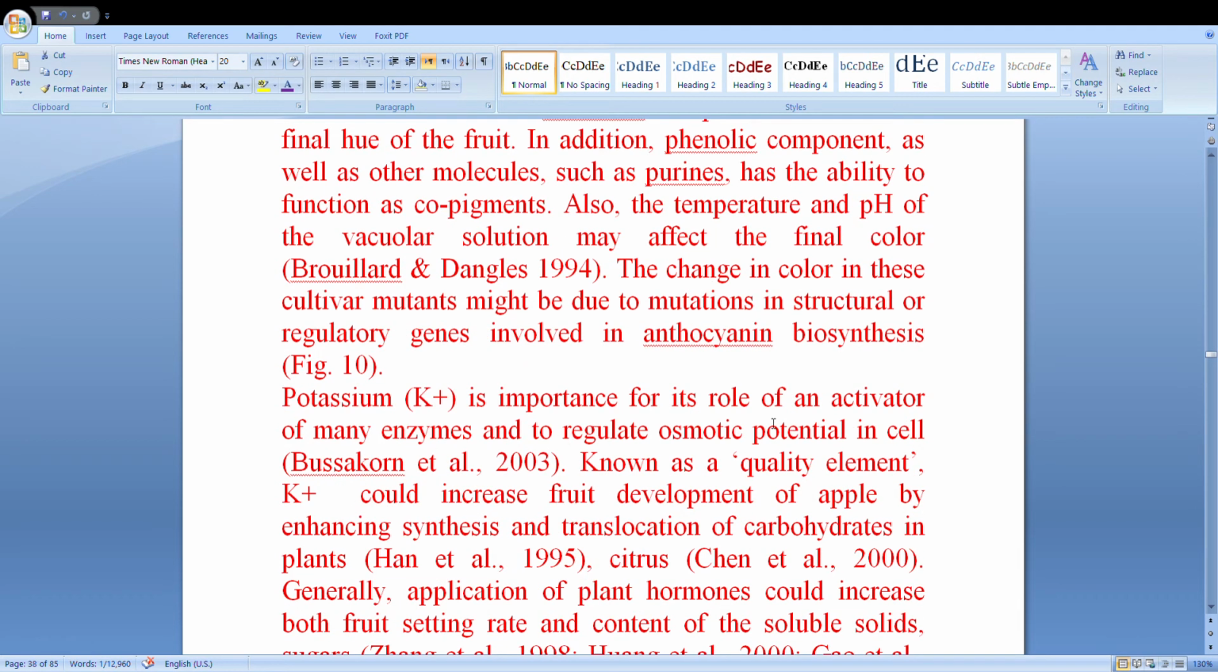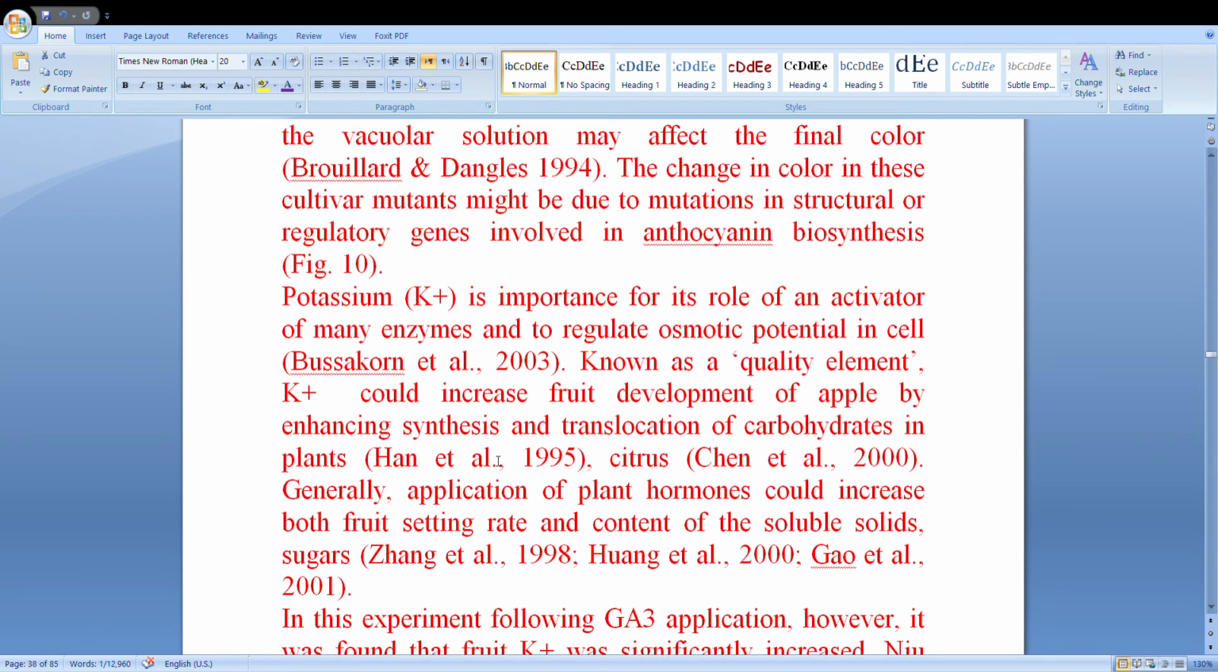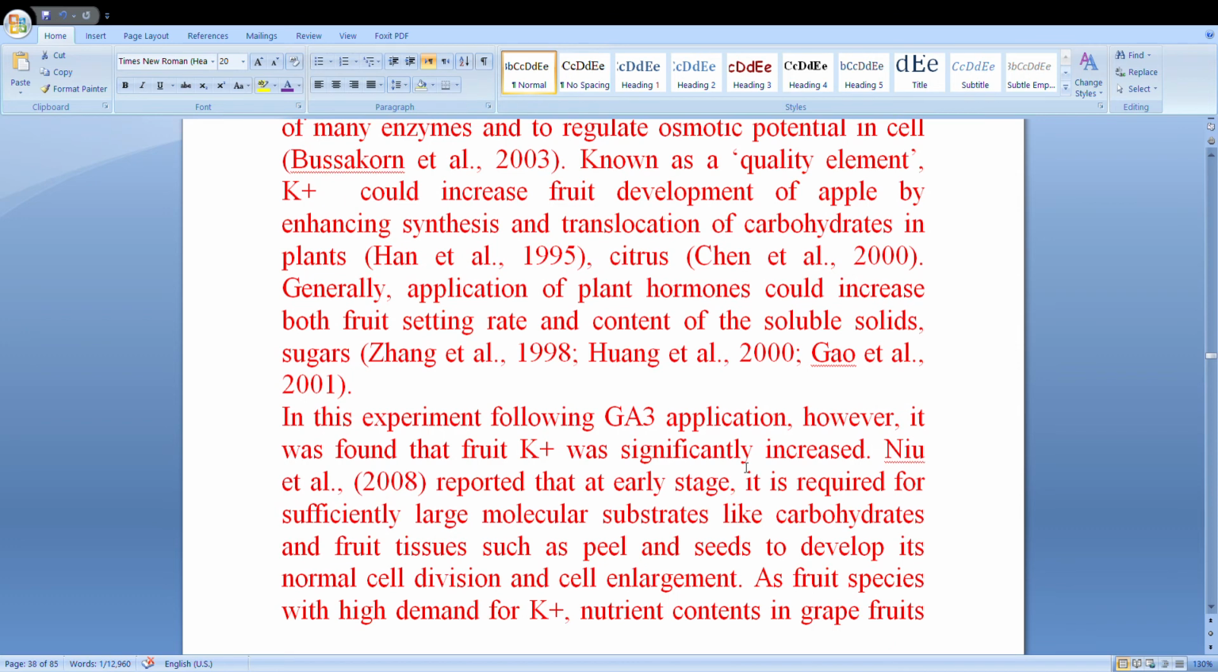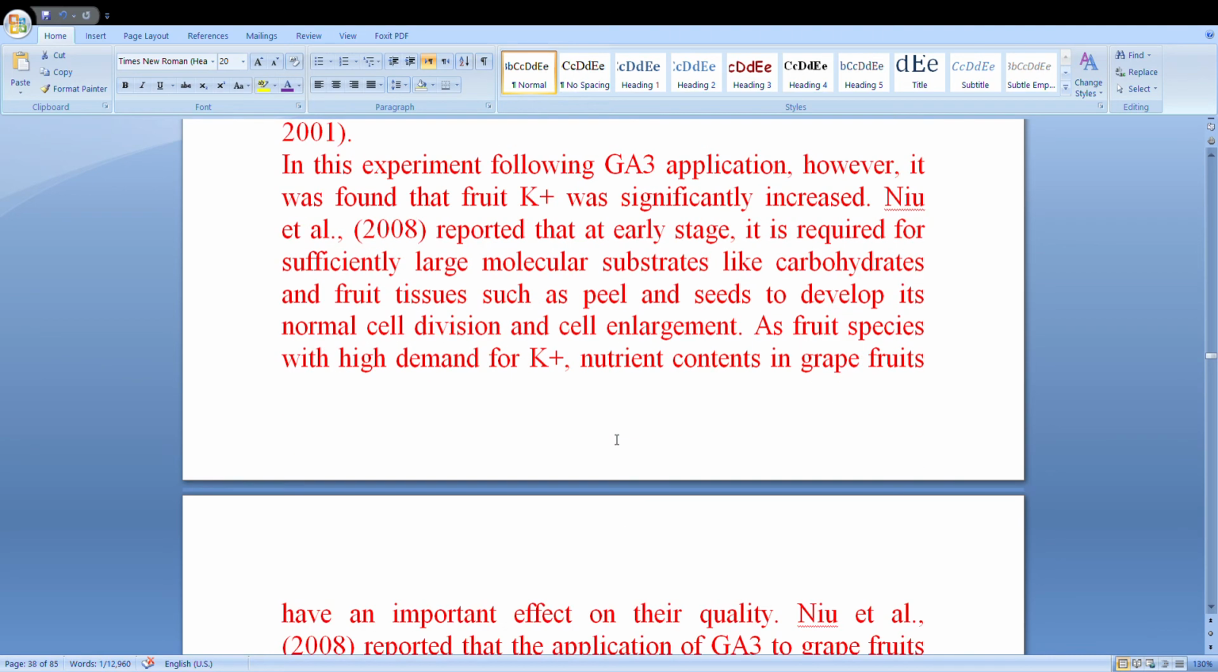Potassium is also important for its role as an activator of many enzymes. Potassium content: also, with GA3 applications, they found that fruits significantly increased potassium content.